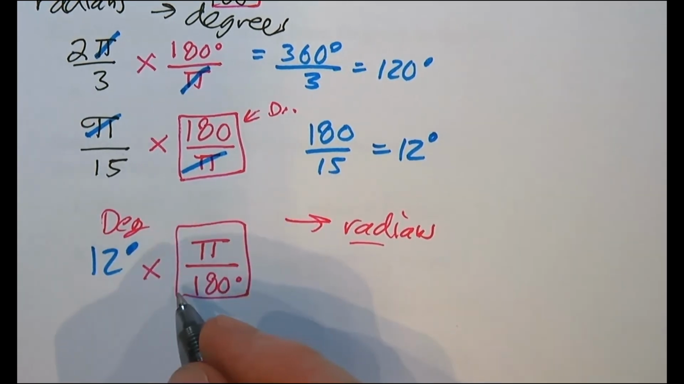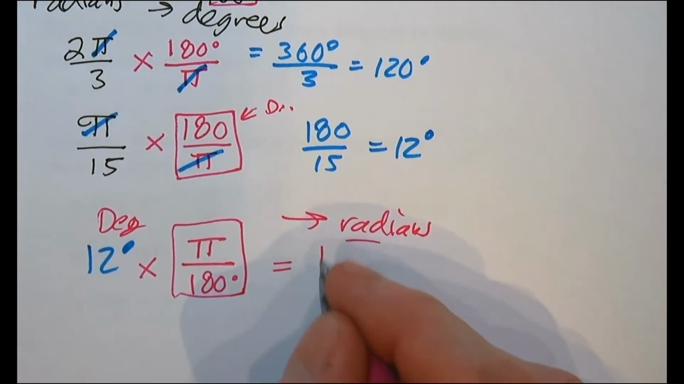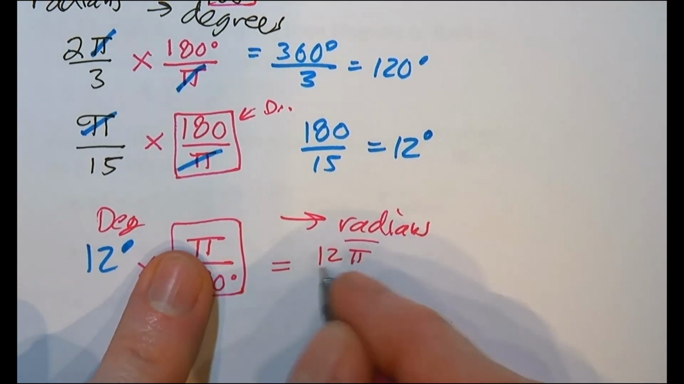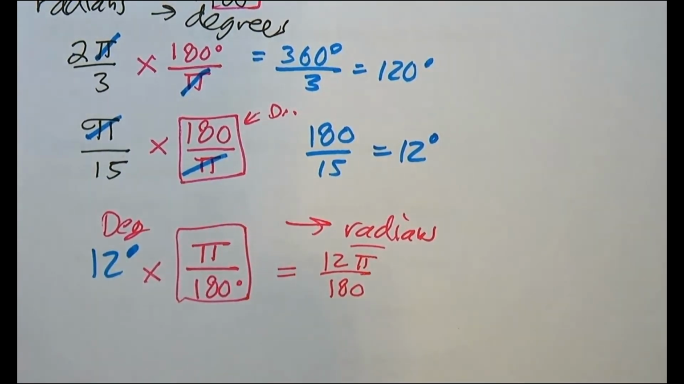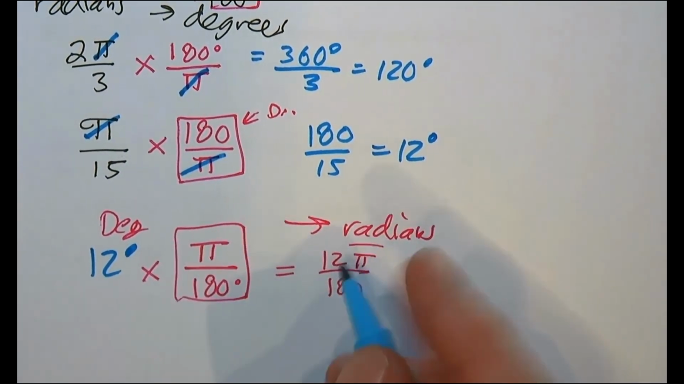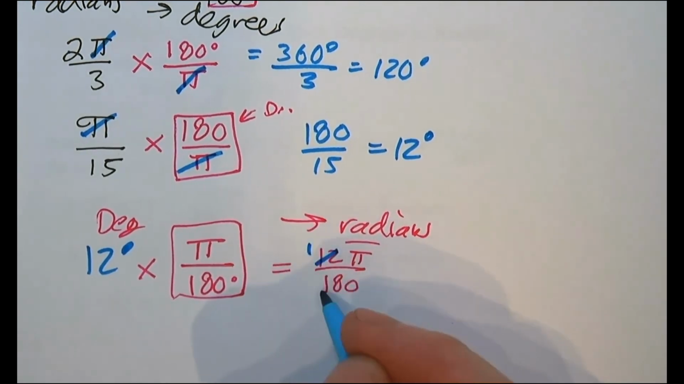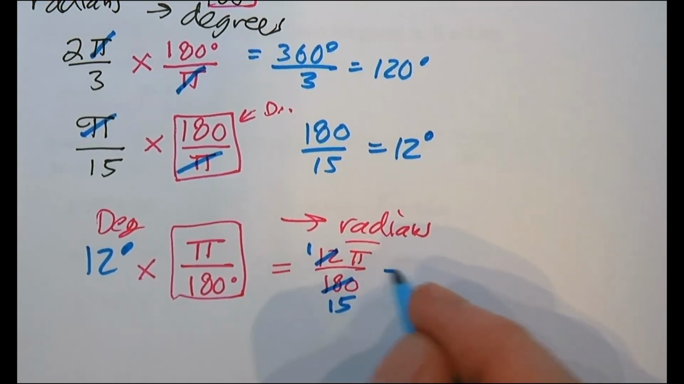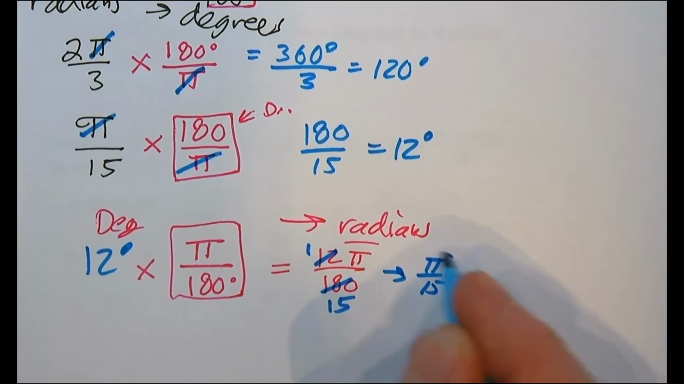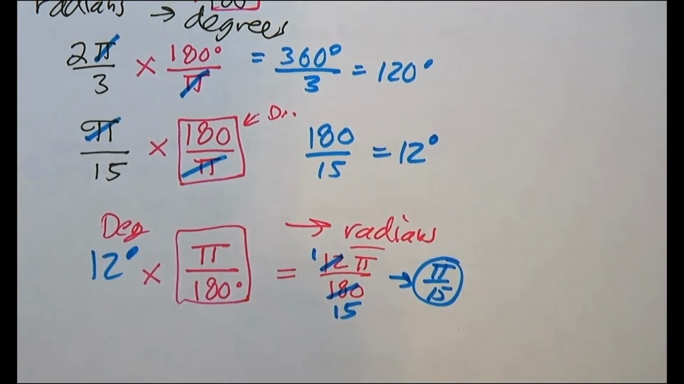So how do you do this? Okay, well, let's see. I got 12 times pi over 180. And now you have to be good at fractions. 12 goes in here once, 12 goes in there 15. So you get pi over 15. Okay, a little tricky. Let me give you a different one.